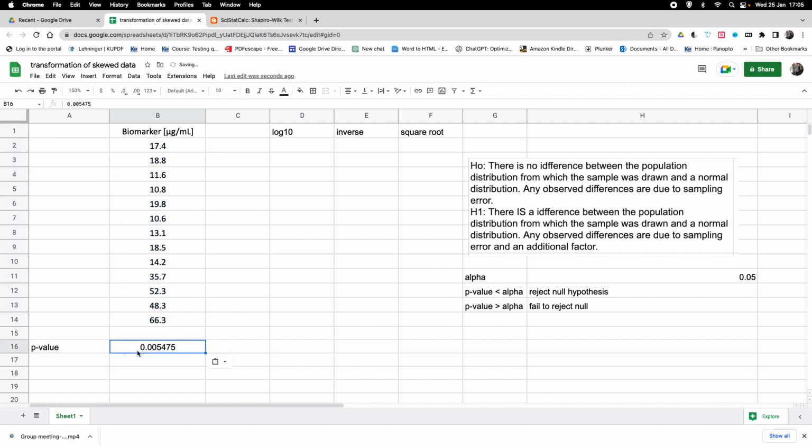So we get a value of 0.005. And this means this p-value is smaller than our alpha value of 0.05, considerably smaller. So we would reject the null hypothesis, and we would say there is a difference. So our guess was right, that this is a sample that comes from a skewed population, and therefore we would not really be able to do any tests or any confidence intervals that are based on a normal distribution.